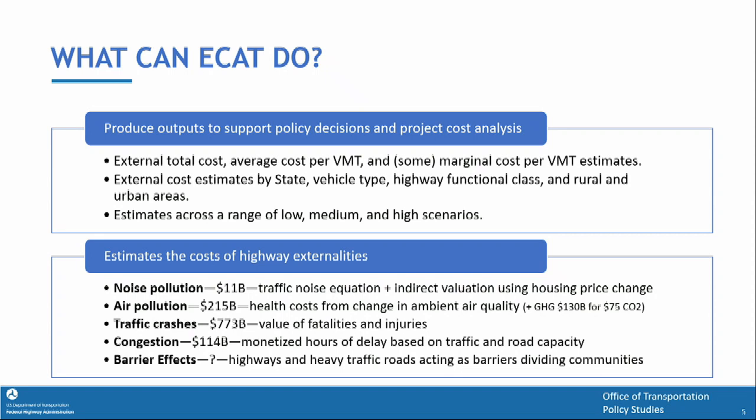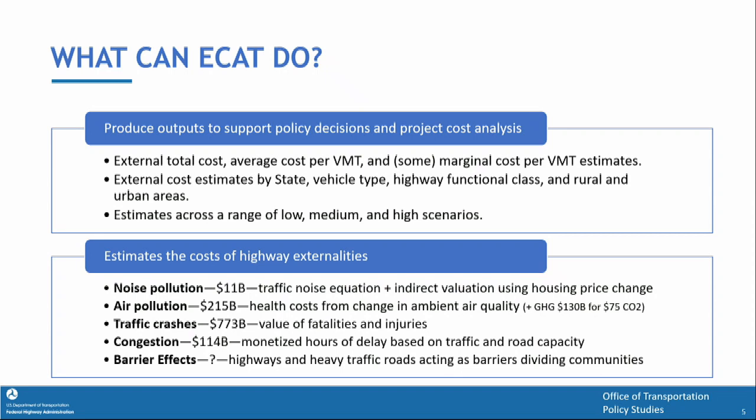The next category is traffic crashes. This one's a little more straightforward, although by no means simple. We look at the total number of crashes, both fatal and non-fatal, and we have a variety of techniques to monetize those crashes through the value of statistical life, as well as quality of life adjusted years. Congestion, we go segment by segment, looking at volume to flow capacity equations to estimate what is the delay on different road segments based on the traffic going through there. And then we have a value of time to monetize that.